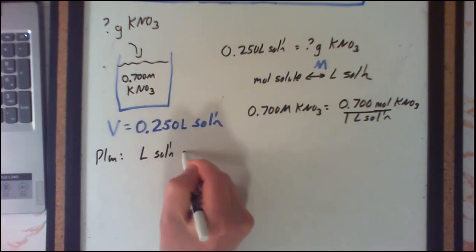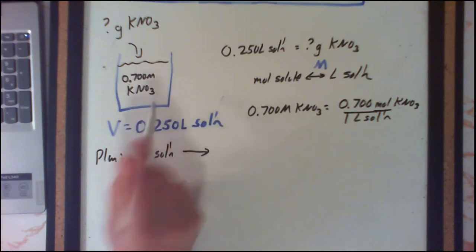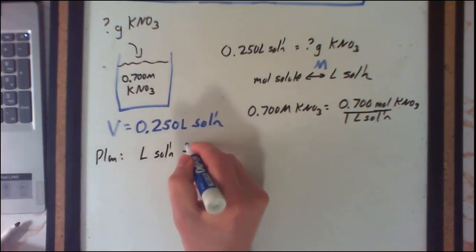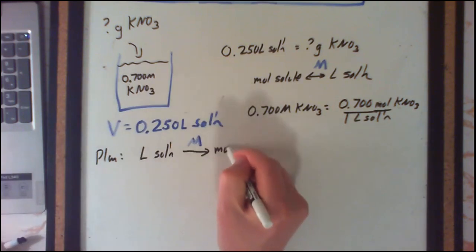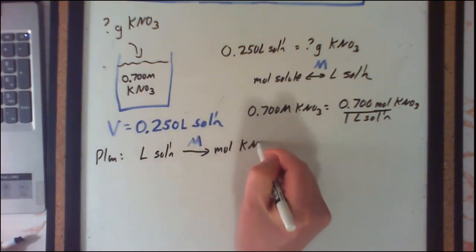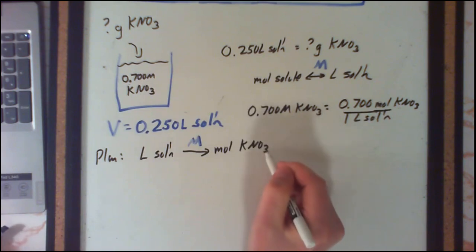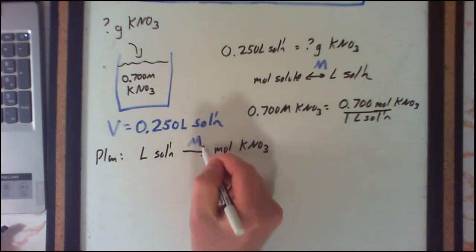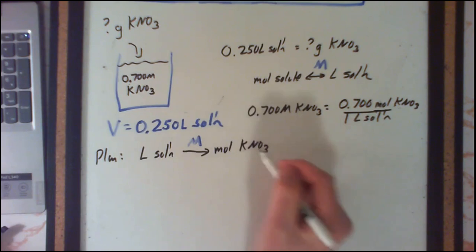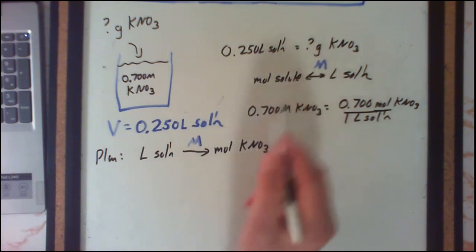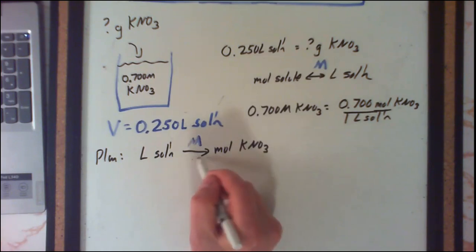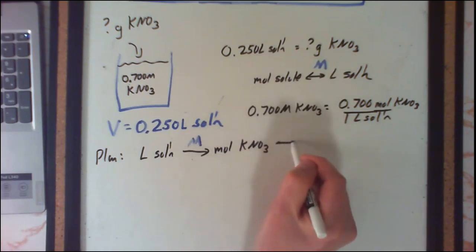So our strategy, our plan, is that we want to start with the volume, liters of solution. Because I'm given molarity, I can convert liters of solution into moles of solute, in this case, moles of potassium nitrate. Notice at this point, the question is, how many grams of potassium nitrate do we need? So in one step, I can go from liters of solution to moles of potassium nitrate.